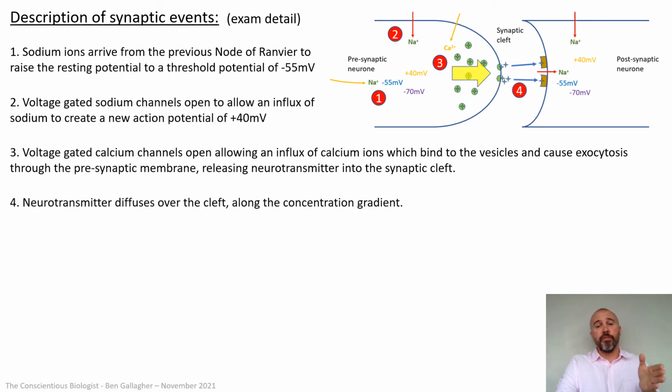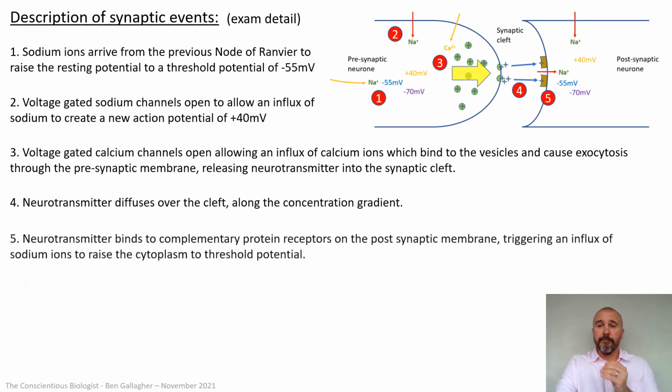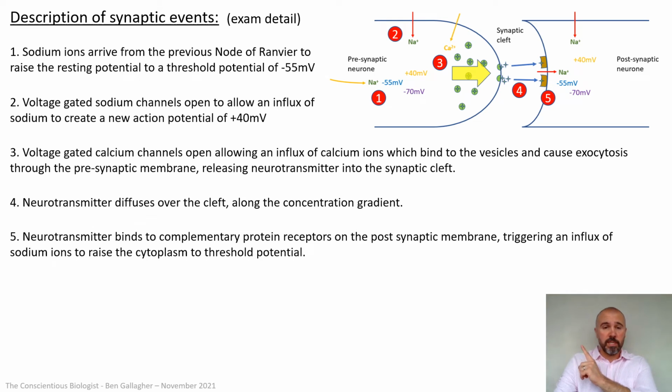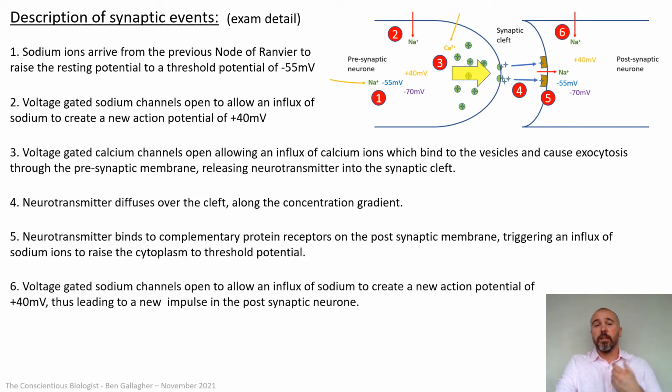At 4, we've got that diffusion across the cleft along the concentration gradient. 5 is what happens with these receptors: it binds to the complementary, such an important word, complementary protein receptors on the postsynaptic membrane, triggering an influx of sodium ions to raise the cytoplasm to a threshold potential, that's in the postsynaptic neuron, so that the voltage gated sodium channels open to allow an influx of sodium to create a new action potential of plus 40, thus leading to a new impulse in the postsynaptic membrane.